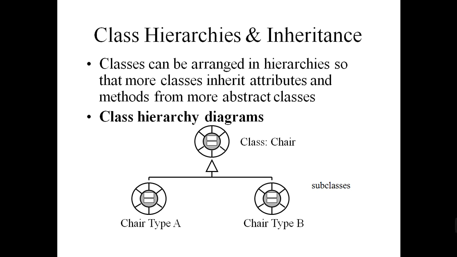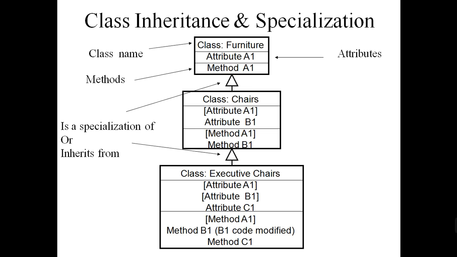Inheritance is another important concept of OOPS. A process of creating a new class from an existing class is called inheritance. So one class hierarchy diagram is there. First we create one class, that is a parent class for chair. That parent class can be inherited by two child classes, that is chair type A and chair type B. The child class is also called a subclass. So this is inheritance.